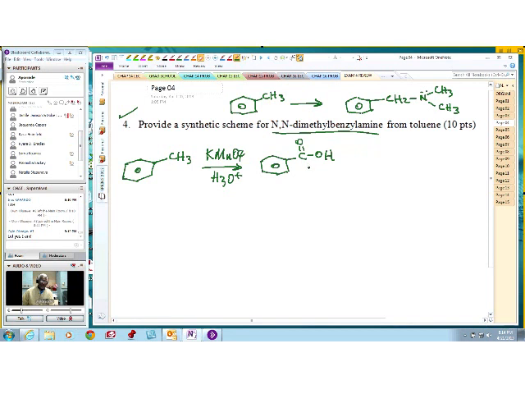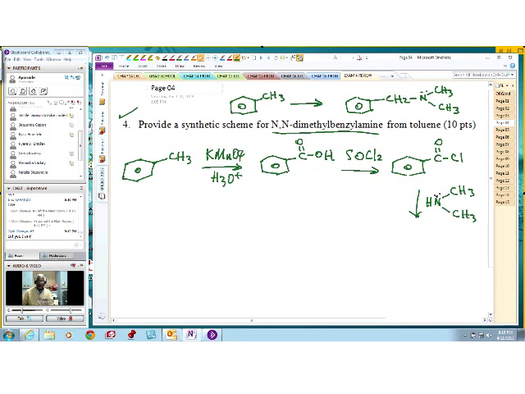Now, once you convert it to benzoic acid, anybody have an idea what will be the next step? Keep in mind, I want to make a tertiary amide first. What will be the next step here? I want to take this and go to an acid chloride. Now, once I form the acid chloride, I then want to take this here. Keep in mind, this is what we need to make right here. So I could now take this secondary amine.